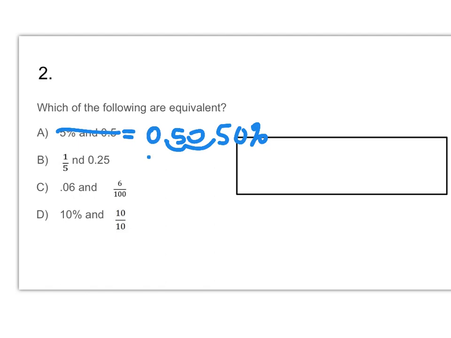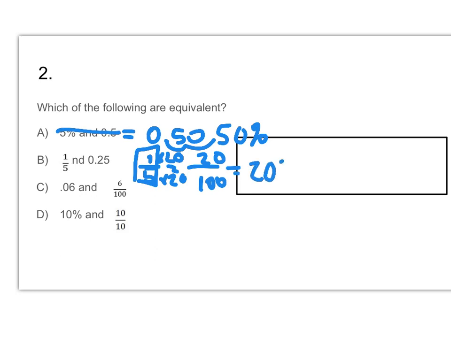Well, I'm going to change 1/5 into a decimal. I'm going to go 5 times what will give me 100? That is 5 times 20. 1 times 20 is 20 hundredths. When I simplify that, I'm going to get 1/5. These are equivalent fractions. However, when I look at 20 hundredths, I know that's 20%. So I know that is false.